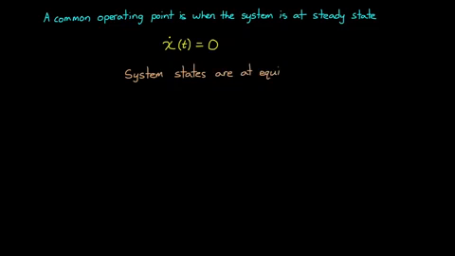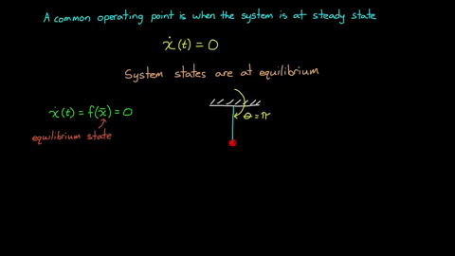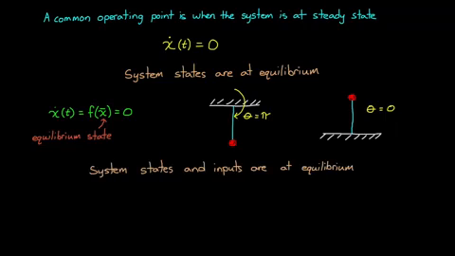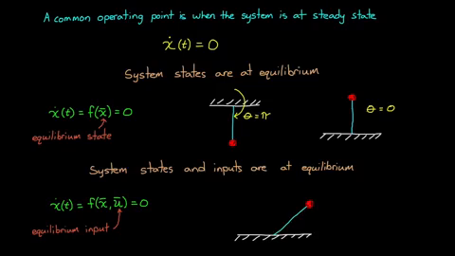That might mean that the system states are at an equilibrium on their own, with no external inputs, like a pendulum that has two equilibrium points, one hanging straight down and one perfectly balanced pointing straight up. But we also have inputs into the system, and the combination of inputs and the system states can also be at an equilibrium. For example, if the input into the pendulum is a torque, then we can find a constant torque that moves the equilibrium point to pi over 4 radians.